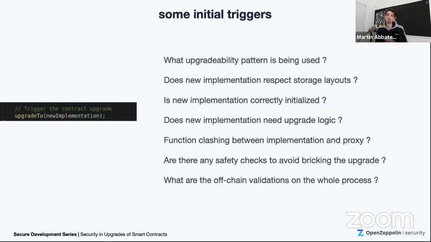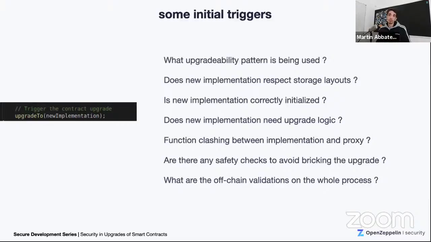Does this new implementation need to have upgrade logic? Because if it doesn't have, you can perhaps break the next upgrade. Are there any kind of function clashing? We are going to be talking about that today. And other safety checks, right, to avoid breaking the upgrade, for example.